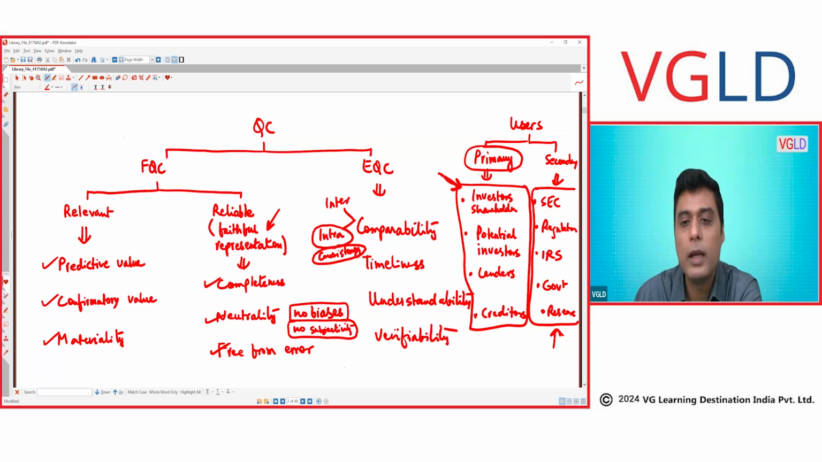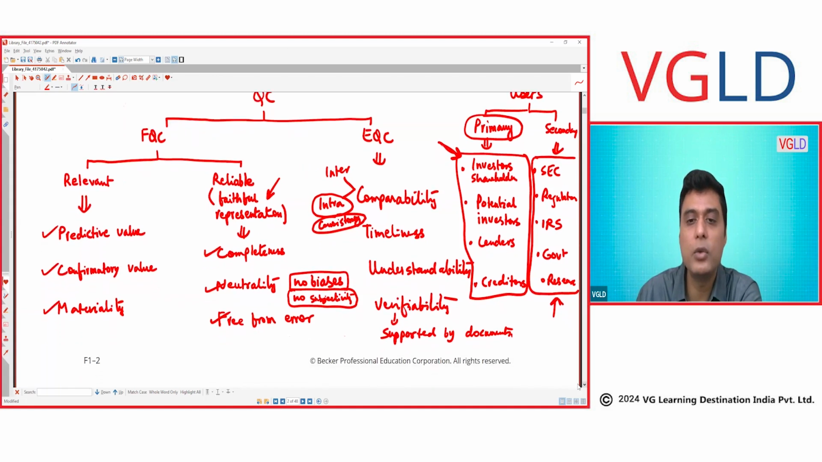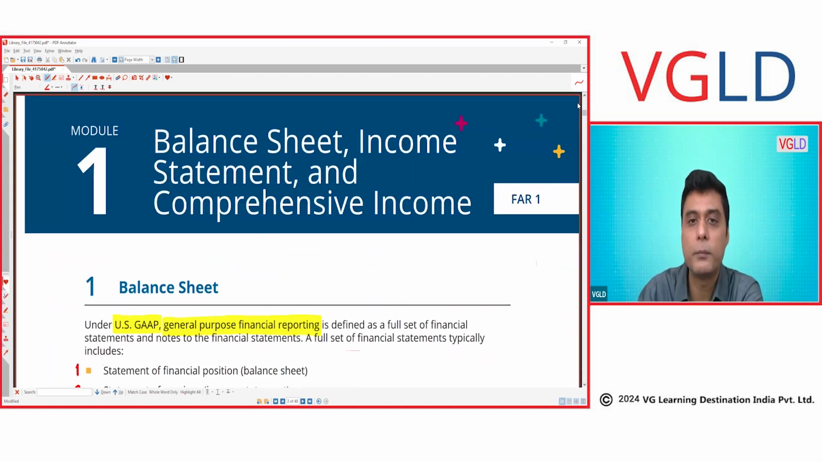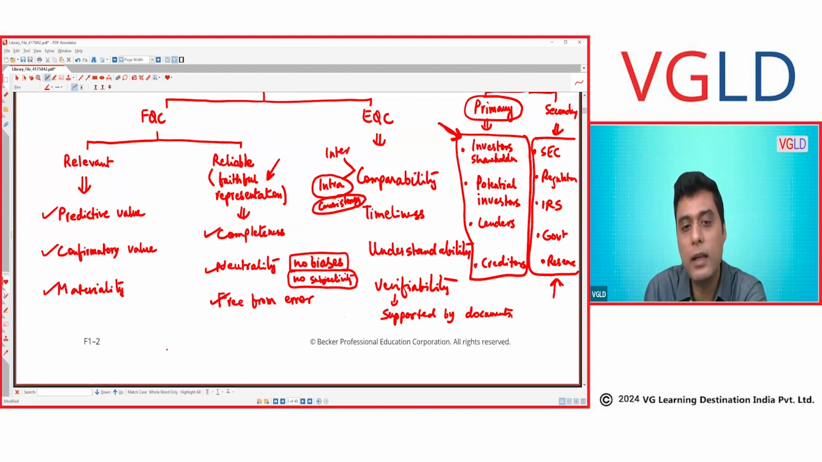Okay. And verifiability means it must be capable of being verified. That means it must be supported by documents, or any other form of verification. So basically it must be supported. Okay. It must be capable of being verified. And also it means that nothing can enter into the financials directly. There is a path that one has to take.